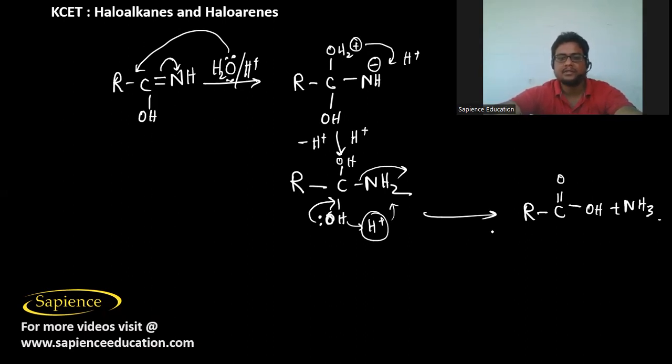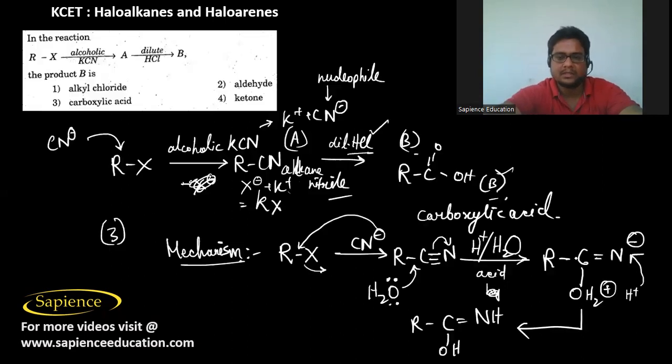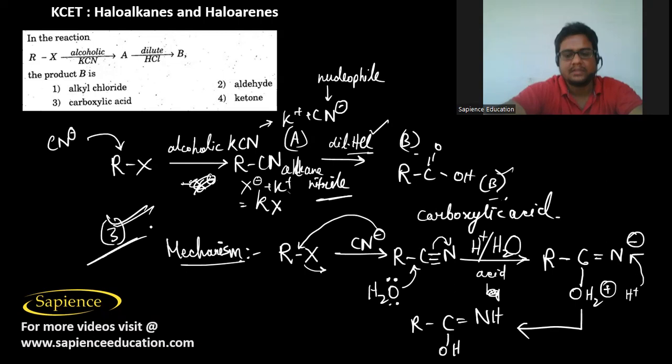So in the final step, the carboxylic acid only will be formed when the alkane nitrile, which is RCN, is reacted with dilute HCl. So carboxylic acid is formed, and option 3 is the correct answer.